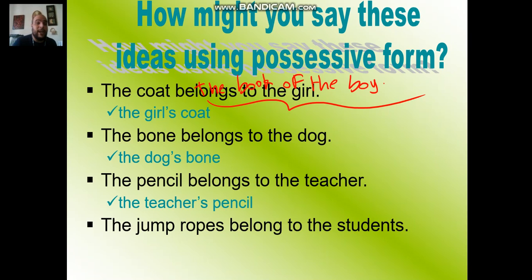The last one, the jump ropes belong to the students. This one is important. And I know that everyone is going to answer it in the correct way. I know that I'm repeating a lot, but it's for your sake. So here we're going to start with the students. I already have an S. The rule says, Teacher Malik said, whenever I have an S, I do not add another S unless I have a noun in the singular which ends with an S, and I'm going to explain it. So here I already have an S, and it's a plural noun, so I only add an apostrophe. So the students' jump ropes.